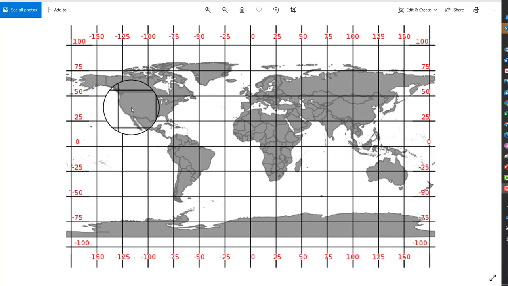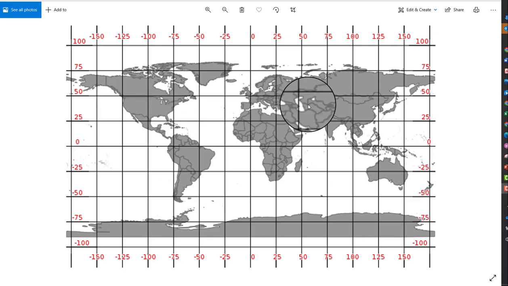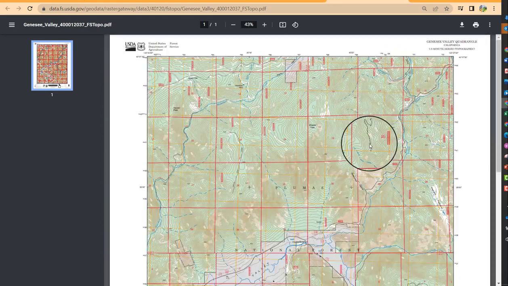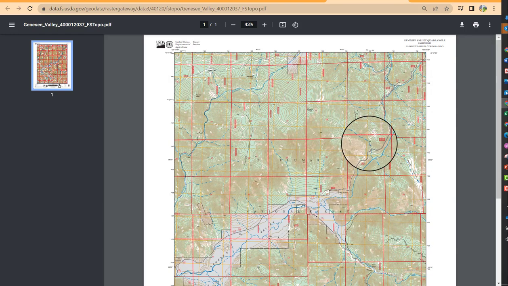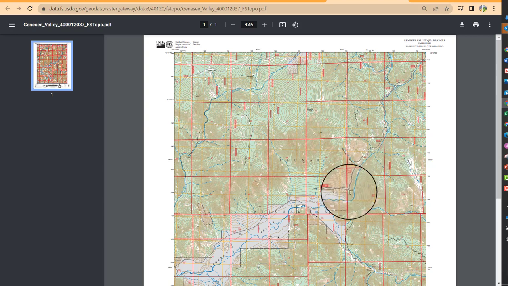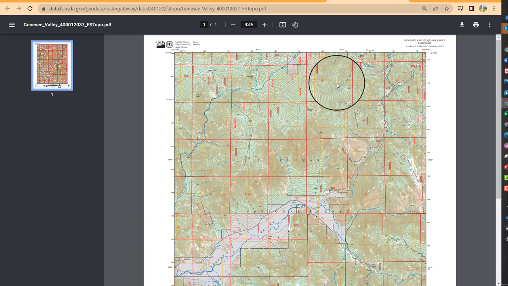Now let's take a look at how this plays out when you're looking at a 7.5-minute quadrangle. The first thing that I'd like to point out here is that this map is 7.5 minutes by 7.5 minutes, but you'll notice that it's a rectangle. This map comes from Central California, and the reason that it is a rectangle and not a square, but is still 7.5 minutes, is that as you go up in latitude, the distance between these minutes is different as the Earth narrows toward the top.